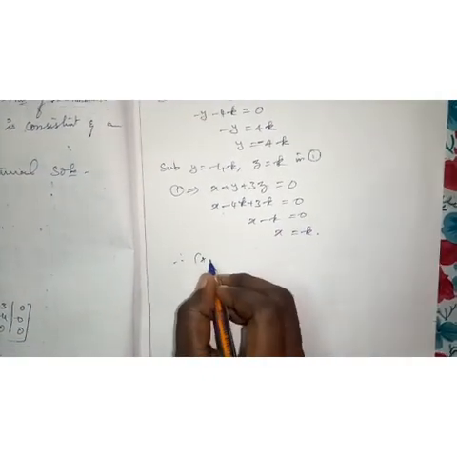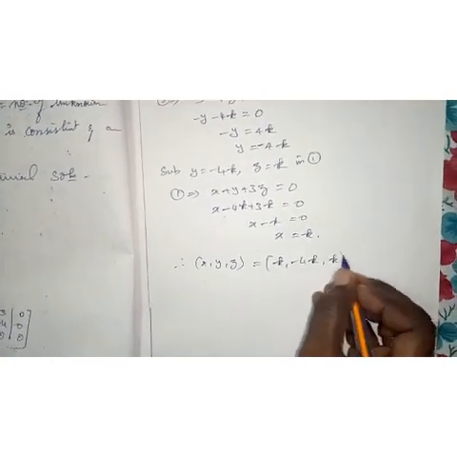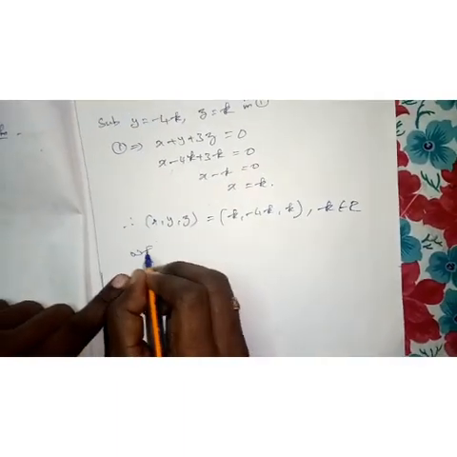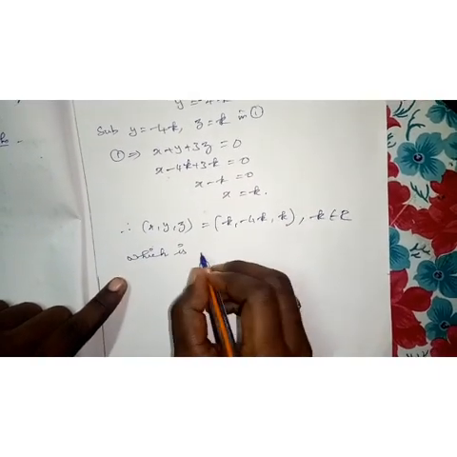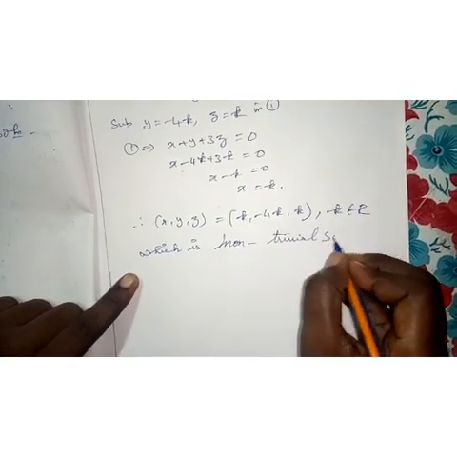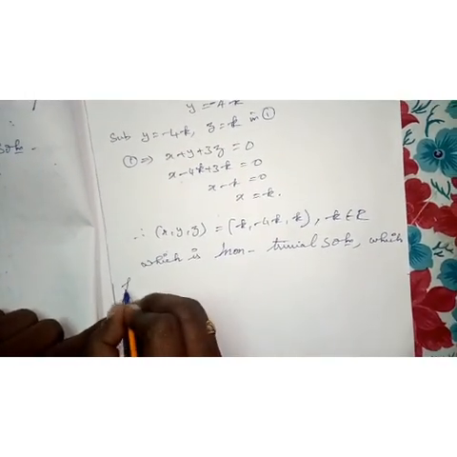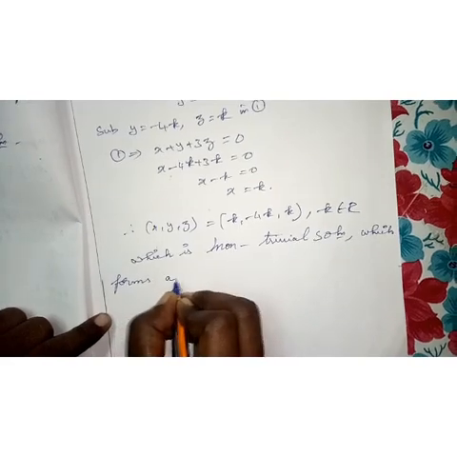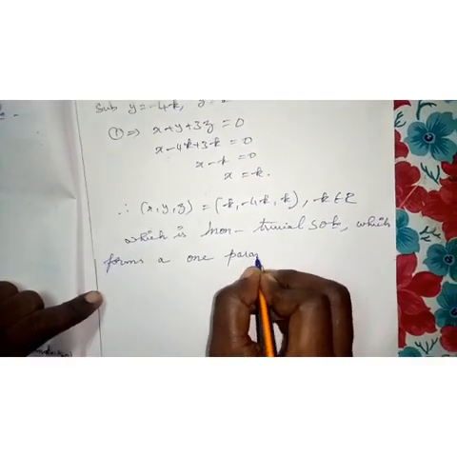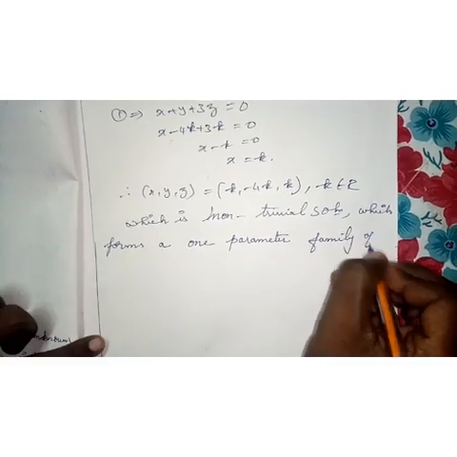Therefore x, y, z equal to k, minus 4k, k, where k belongs to R. This is a non-trivial solution, which forms a one-parameter family of solutions.